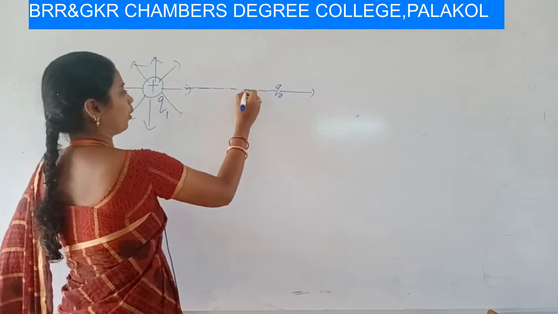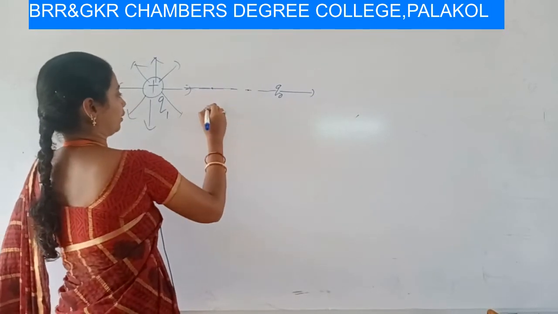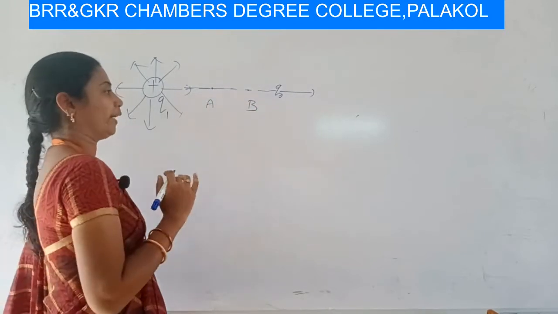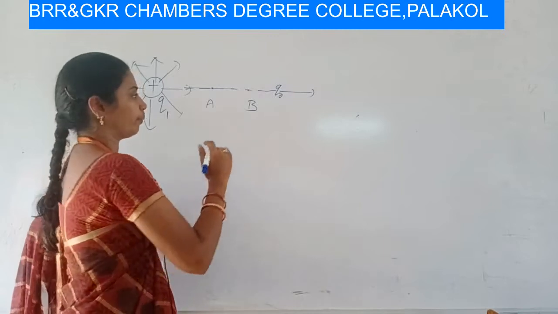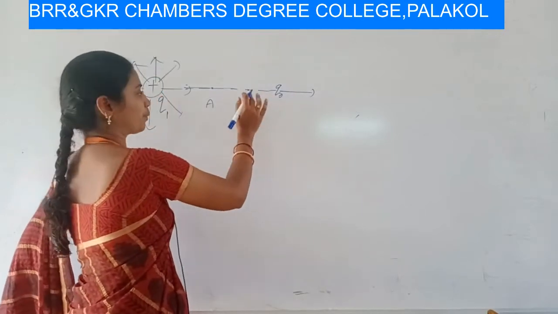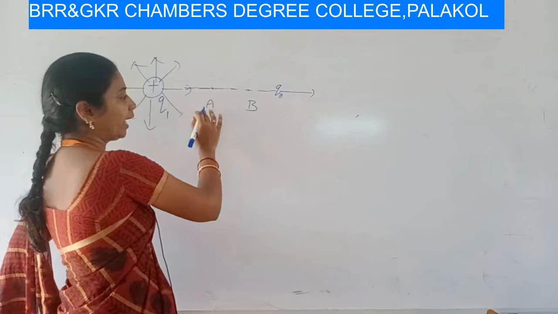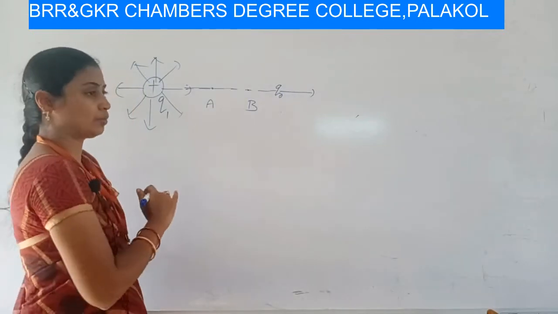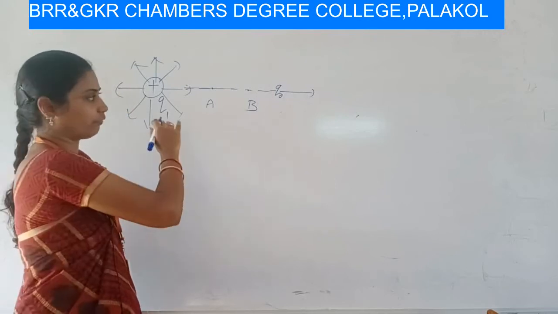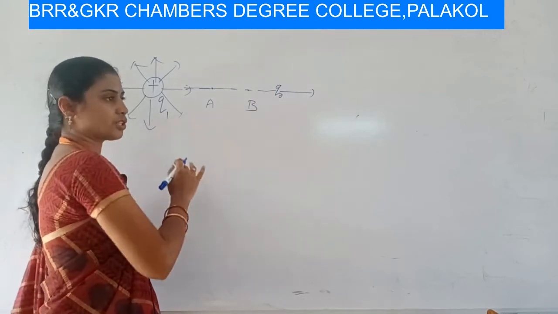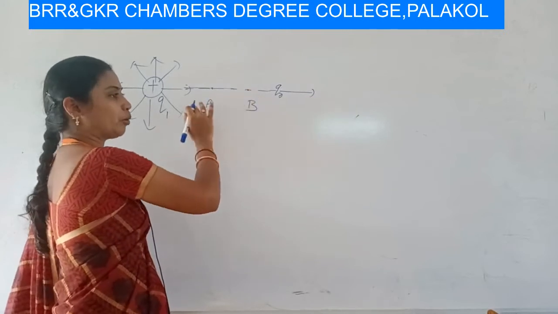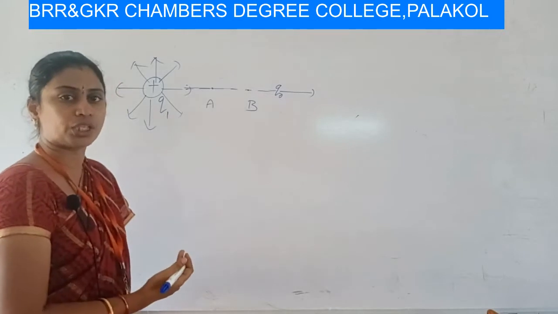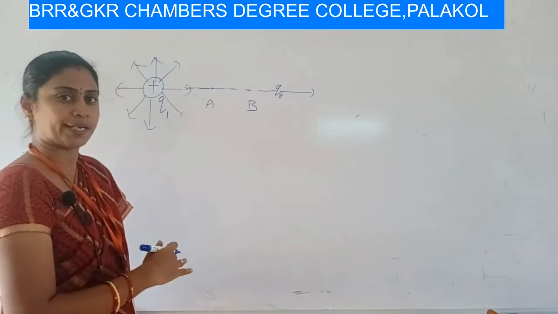Here we consider 2 points, A and B, in this path. Then by external support, if we bring this positive test charge Q naught from point B to point A against the field, some work has to be done. This work done must be treated as the potential difference. To bring a positive test charge from point B to point A against the field is simply said to be the electric potential difference between these 2 points A and B.